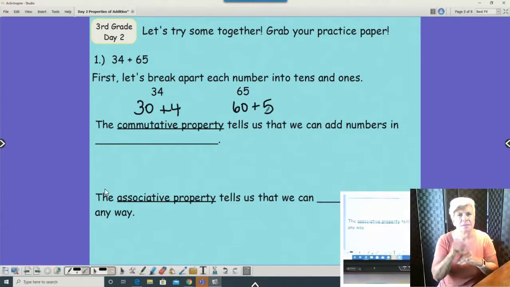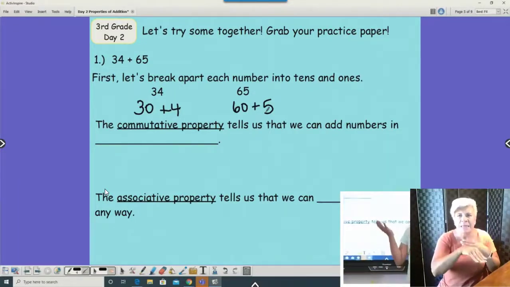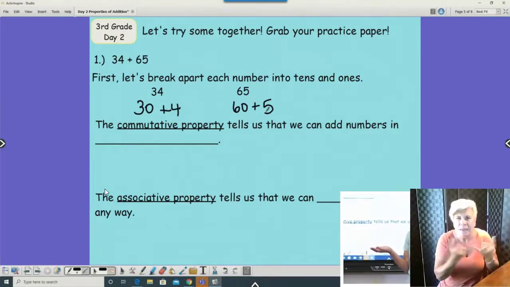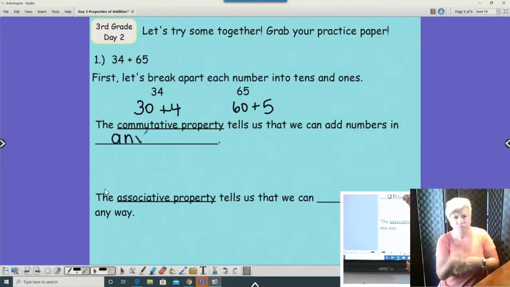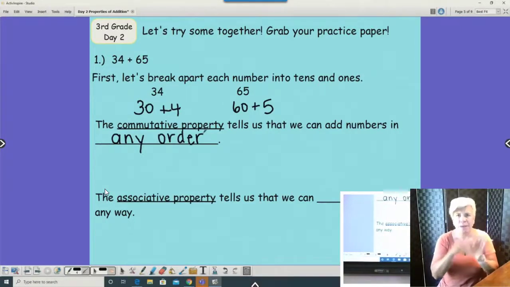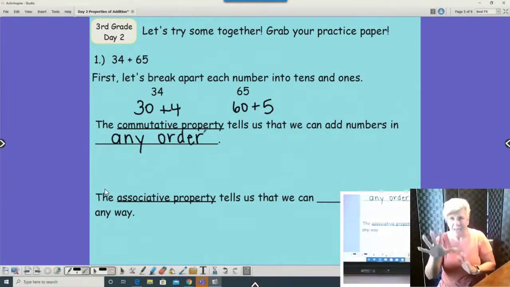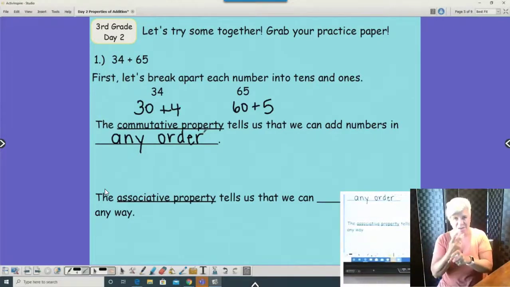Okay, so look at this sentence right here. It says the commutative property tells us that we can add numbers in what? That's right, in any order. Let's write that right here, in any order. So I don't have to answer 30 plus 4 plus 60 plus 5 in that order to get my answer. That would be really hard. But what I can do is change the order.